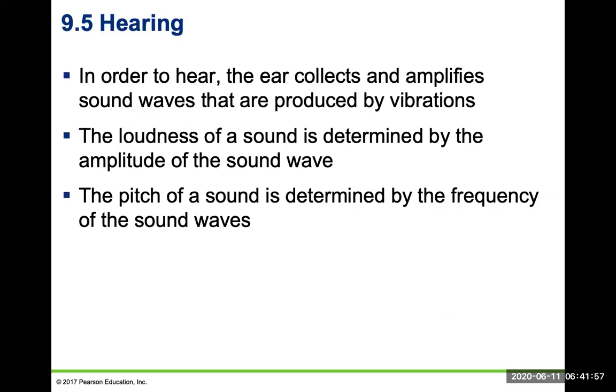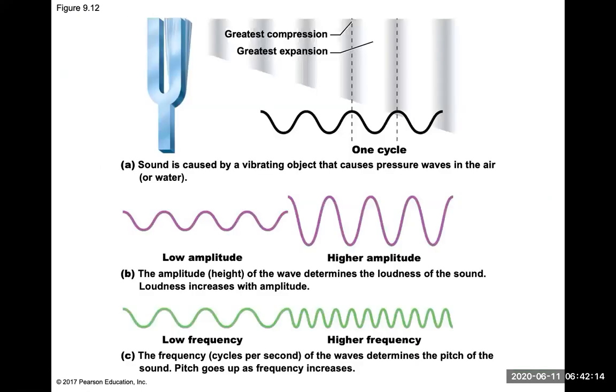In order to hear, the ear collects and amplifies sound waves that are produced by vibrations. The loudness of a sound is determined by the amplitude of the sound wave. And the pitch of a sound is determined by the frequency of sound waves. So here's a look at low versus high amplitude and low frequency versus high frequency, giving rise to differences in loudness and pitch.